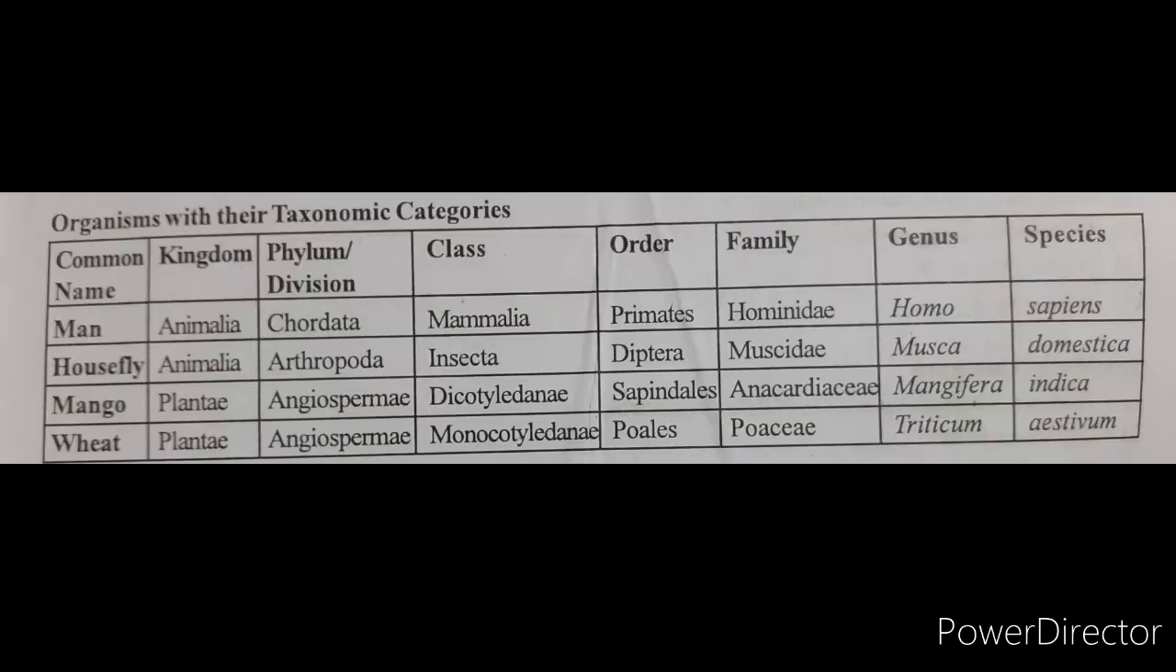Okay, these are the four examples. First one, man, Homo sapiens; housefly, Musca domestica; mango, Mangifera indica; and the last one, wheat, Triticum aestivum.